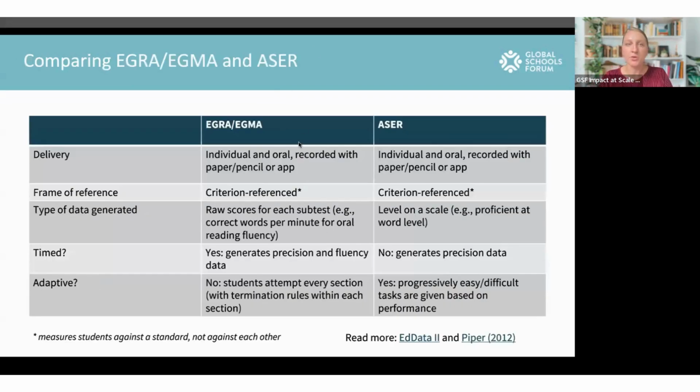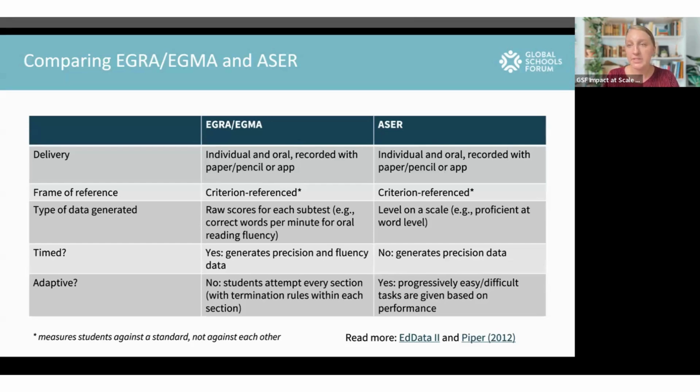And so now we'll dive in a little bit into the more specific features of these two assessments and things that make them similar and things that make them different. They're delivered in very similar ways. It's individual one-on-one with an assessor and oral. You can record the results paper and pencil or using an app. They're both criterion referenced, meaning that you're measuring students against a score or a benchmark, not specifically against each other.